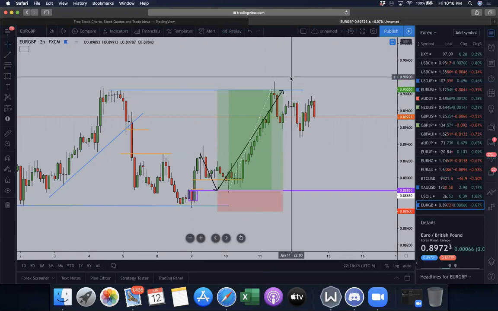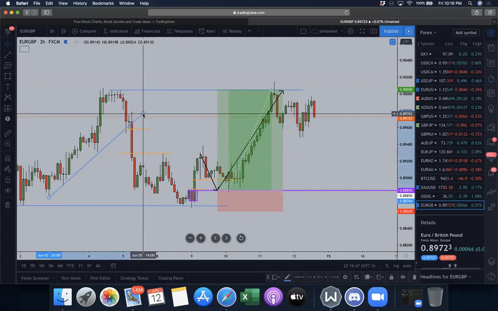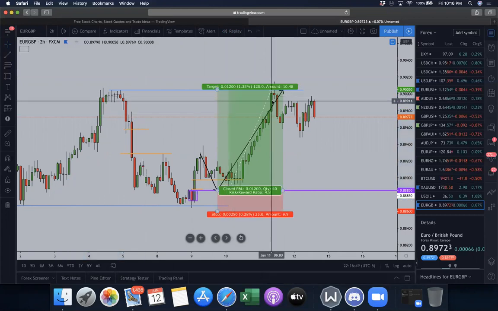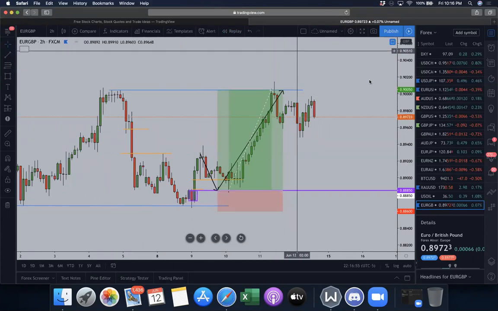Okay. Makes sense. Yes, yes, yes. It's super clean. Perfect. Did the wick at the top create another sniper on a lower time frame for a sell?